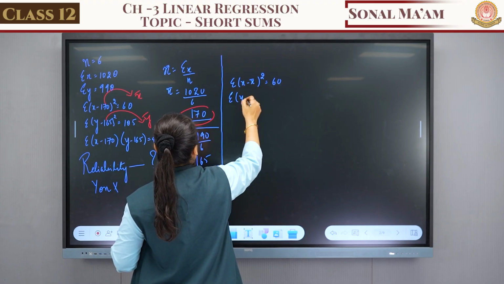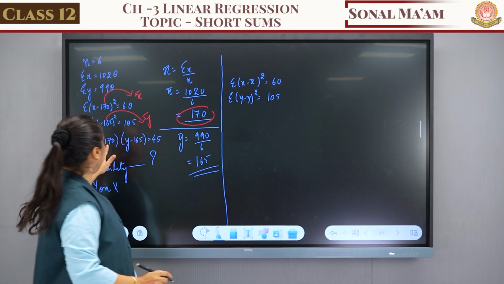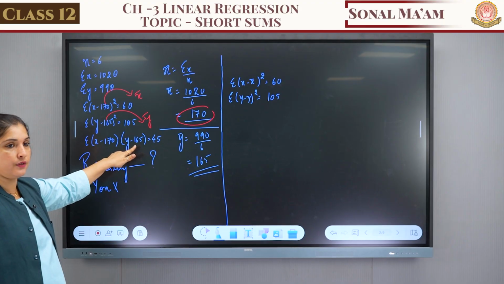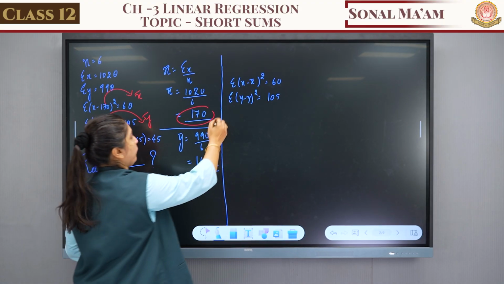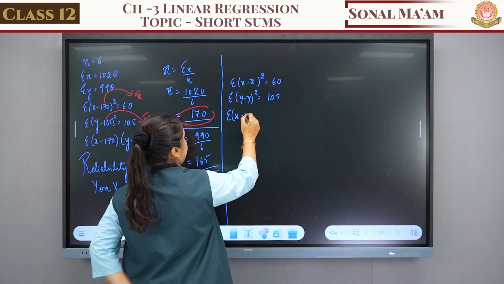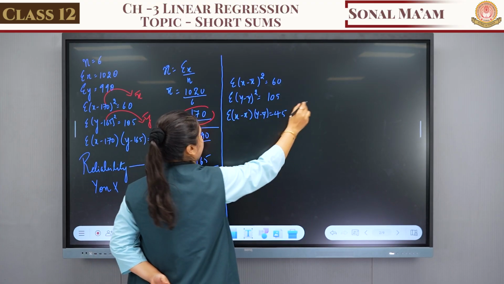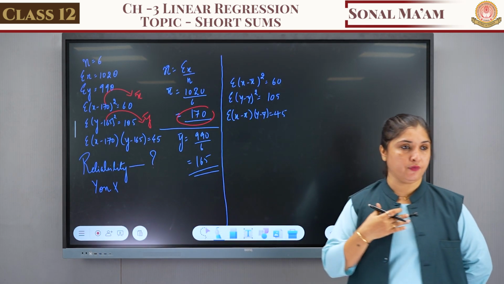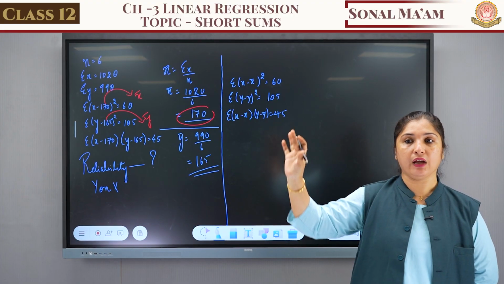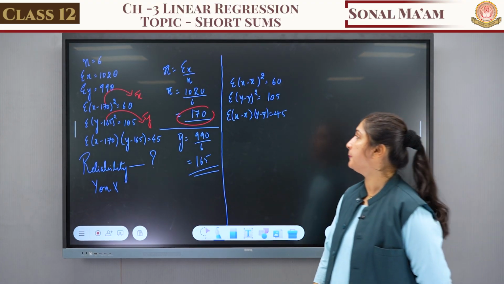We have summation y minus y bar square, that is 105, and again here it is 170 and 165. Again, what does it suggest? It is x bar and it is y bar. So we have summation x minus x bar, y minus y bar, and that is 45. Is that clear to everyone? Now this is the data given to us. We have interpreted what the data is, and now we will start solving it.